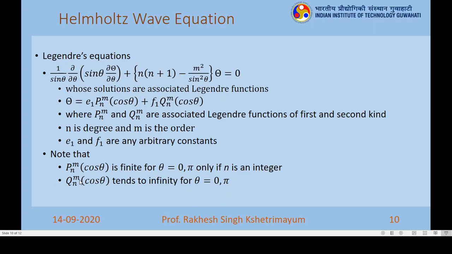So if Q and M have a discontinuity at theta equal to 0 or pi by having an infinite value, we cannot have such a solution for physically realizable waves. For physically realizable waves, we cannot have infinite fields anywhere. So this solution is ruled out most of the time. This solution is possible only when n is an integer, because we want to have a finite value of this when theta is equal to 0 and pi.